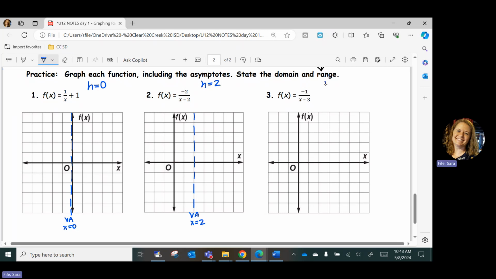Okay, and then in 3, your H is 3. So you've got a vertical asymptote at X equals 3.